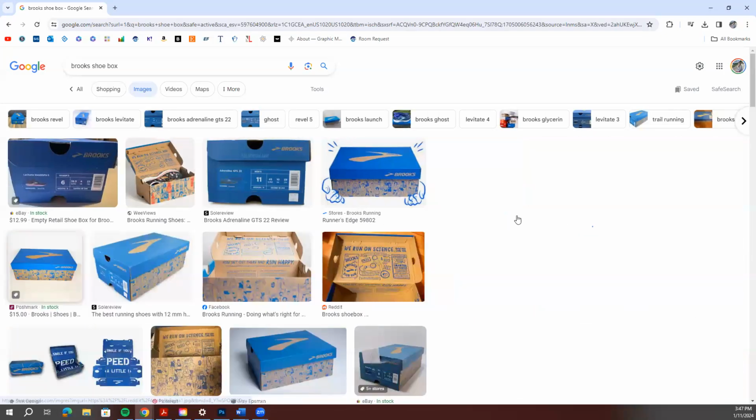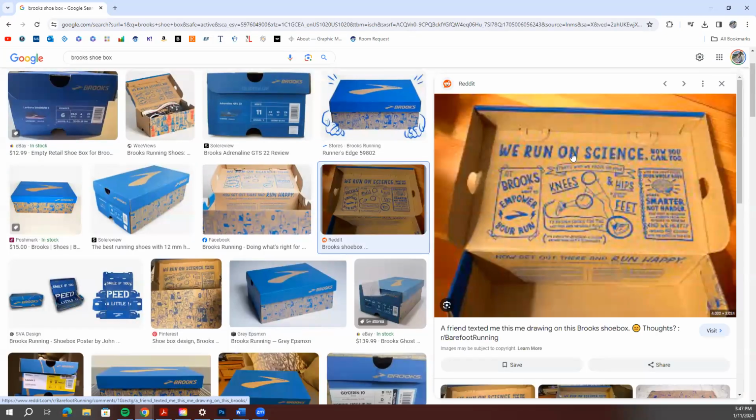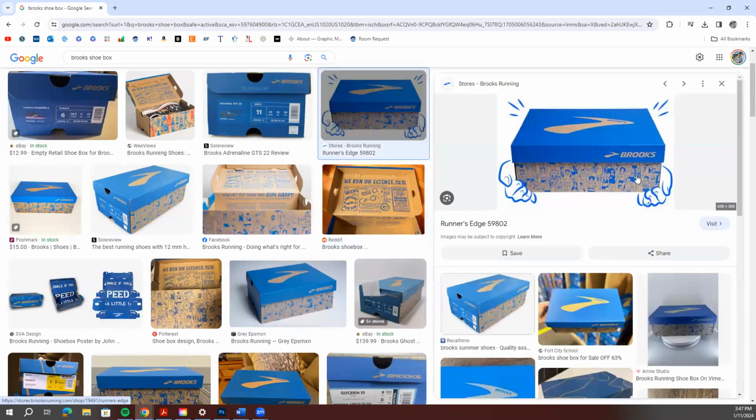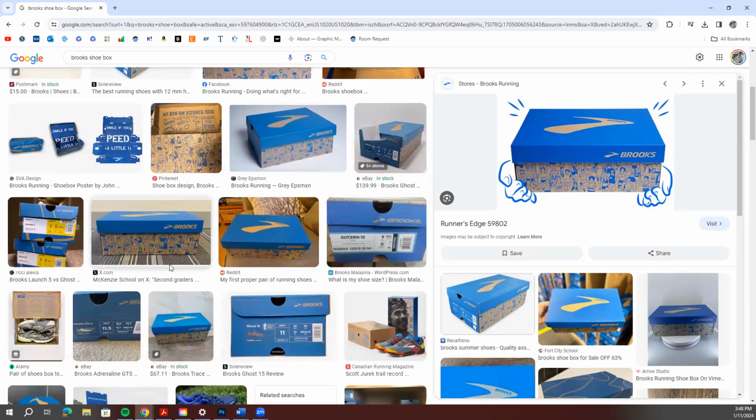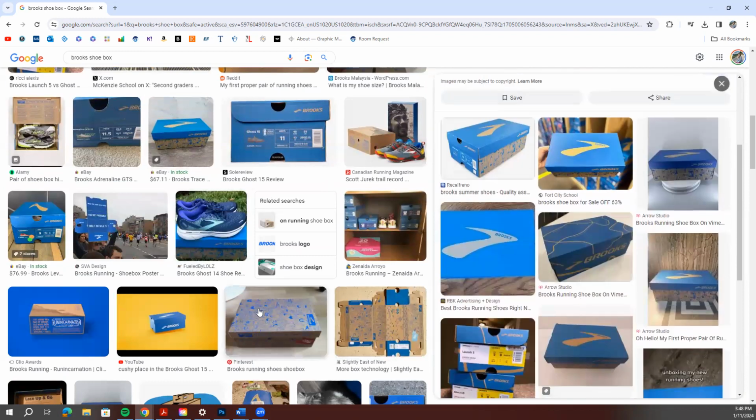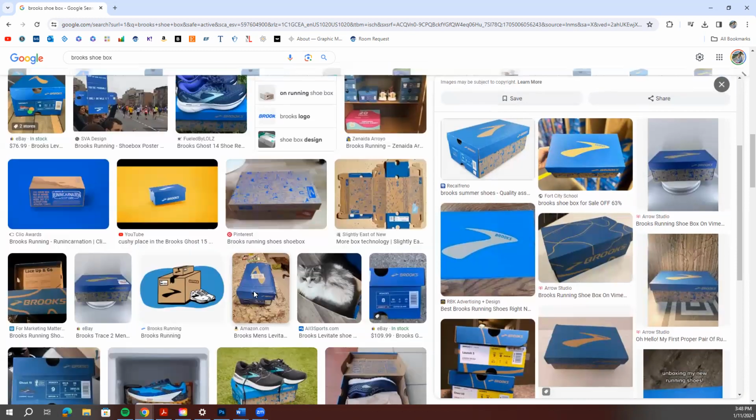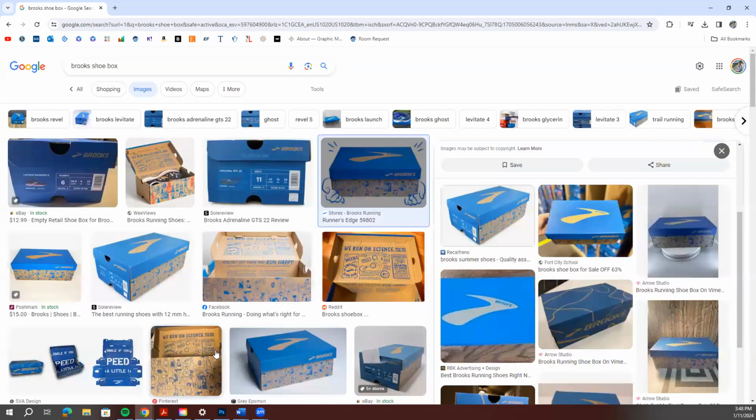Here they do stuff on the inside, right? We run on science, and they have all these fun images. They're telling you quickly and efficiently about the science of running. On the outside of them, they have little people running that tell you, hey, this is a running shoe. And they also, boom, show that logo right on the top. Sometimes they switch it up. They do other fun boxes, but great example of communicating effectively and efficiently, quickly getting their point across.